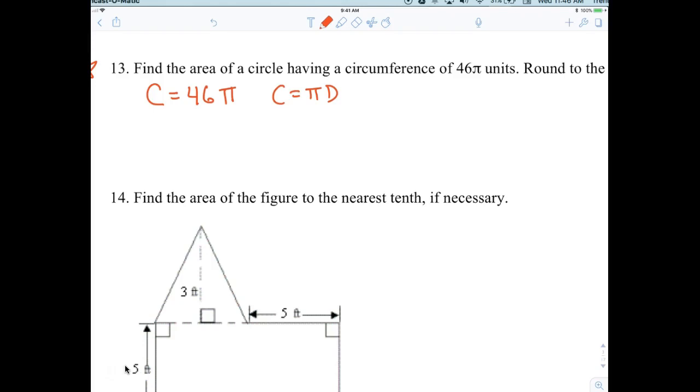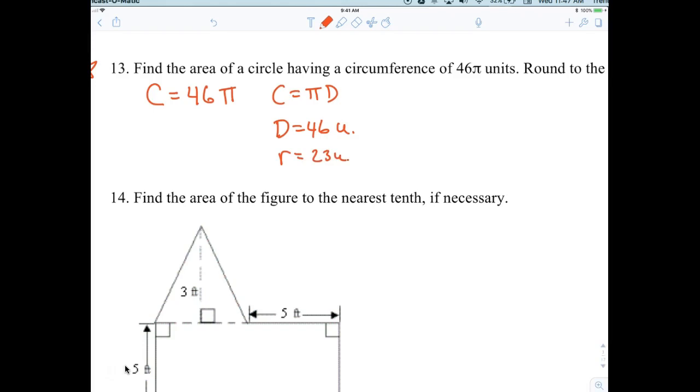46 pi. Now, as you get further advanced, next year, we won't use 3.14. We're just going to leave it in terms of pi. That's what they mean by that. Do you agree with me? If the circumference is 46 pi, the diameter has to be 46. So write down: diameter equals 46 units. If the diameter is 46 units, what would the radius be? 23 units.